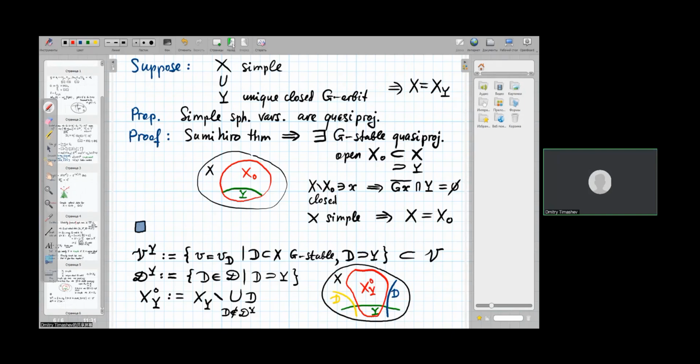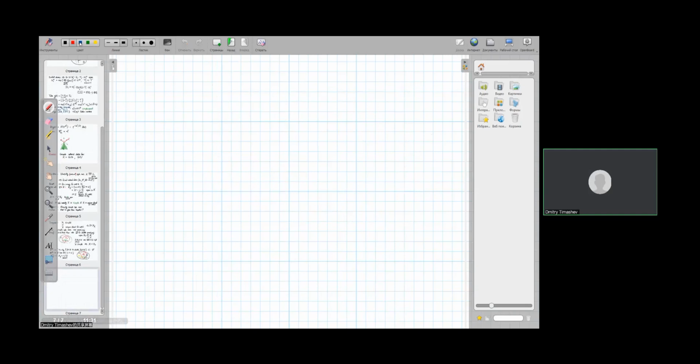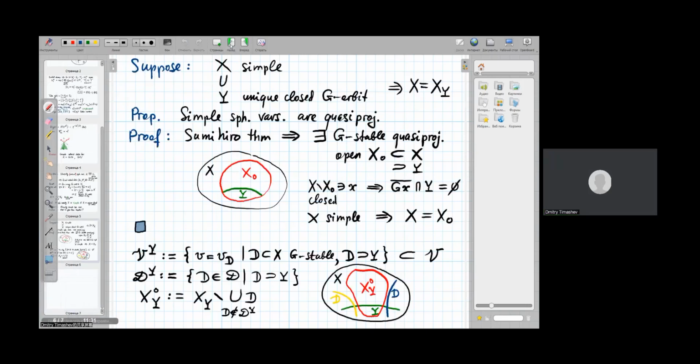Now the first lemma, which I need. Professor, I want to see the picture again. Okay. So you see what happens. You just remove all colors which do not contain Y. And what is left is some open subset. So let me then turn to the next page, if you don't mind.